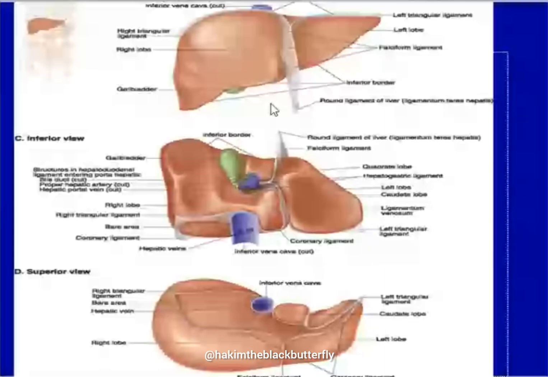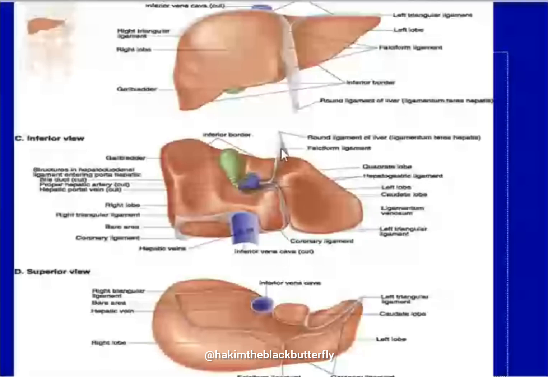Now let us look at the inferior or visceral surface of the liver. This is the inferior surface of the liver. And we can see the boundary between the right, this is the right anatomical lobe, and then this is the left anatomical lobe. Because the left anatomical lobe is on the left side of the falciform ligament, and the right anatomical lobe is on the right side of the falciform ligament. That's the point I have made.